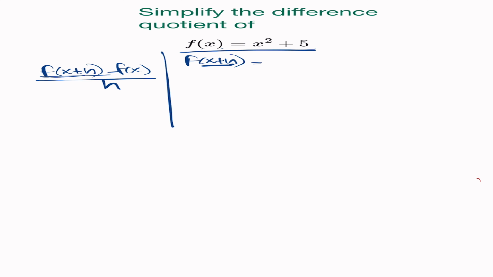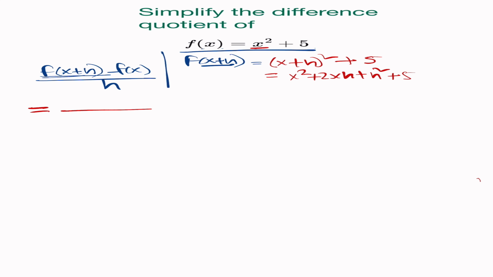So we have x is here. So instead of x squared, we're going to write down x plus h squared. Plus, then we have 5. So we can just write down 5. Okay. So if we simplify it, we get x squared plus 2xh plus h squared plus 5, right?